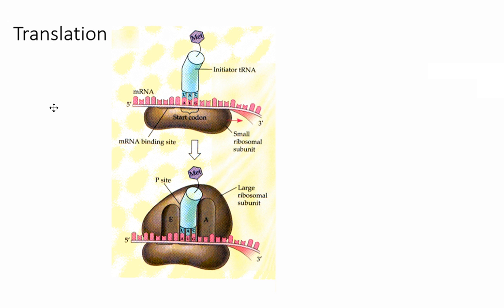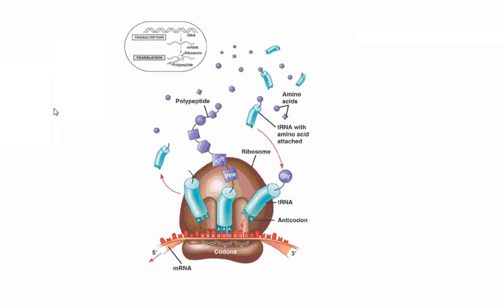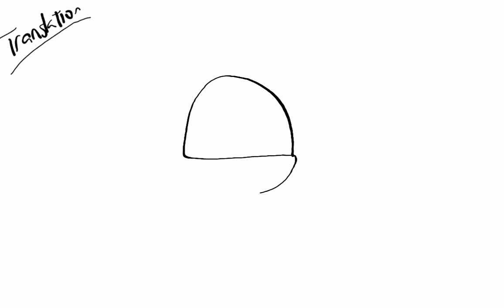And so that brings us to translation. We have these nice nifty pictures here, like this one and this one, and they're helpful, but I like to kind of draw my own thing. And so translation, again, what is the process? Well, we are making a protein using a messenger RNA, and this takes place on the ribosome. So here's the ribosome. All right. And here's the messenger RNA. So the first step in translation is that the messenger RNA is going to bind to the ribosome.